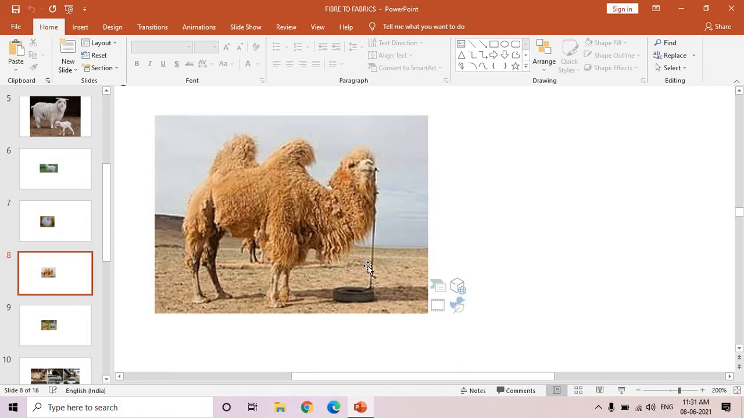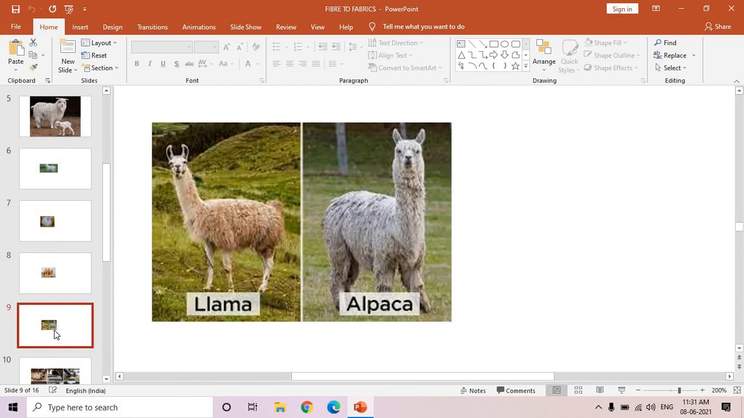Okay, and the wool from the Mongolia, China, and Siberia region is very thick, so it is used especially for carpets only. And last picture, last but not least, they are also very good wool yielding animals. They are llama and alpaca. These animals are found in South America and Argentina regions.